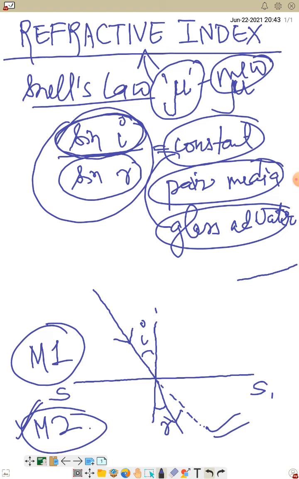So refractive index, it is a number. Index means a number. Right? Are you getting my point?